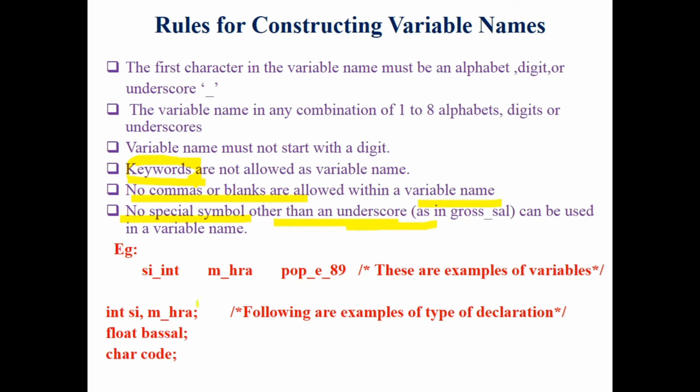So these are some of the examples of variable declaration. Like here I want to use this name, but I want to store only an integer value in it, so I will type int si. Okay, si underscore int. And I also want to store another value under another name, and here too I want to store an integer, so I will use the same line.